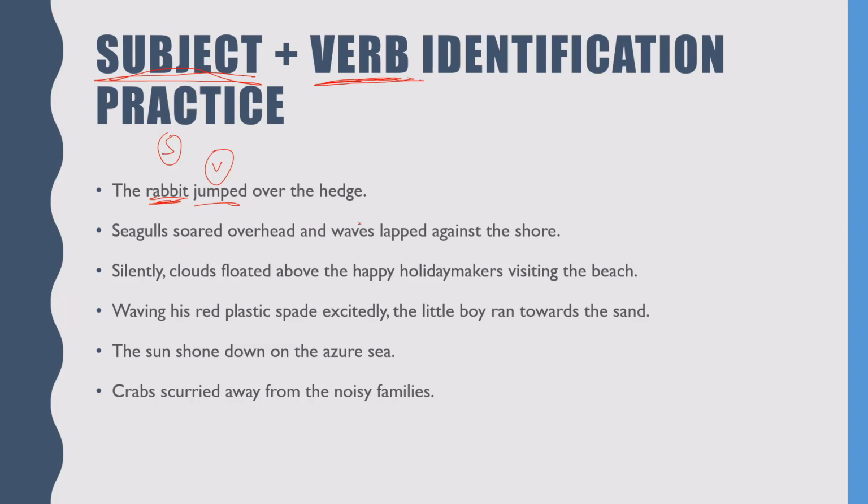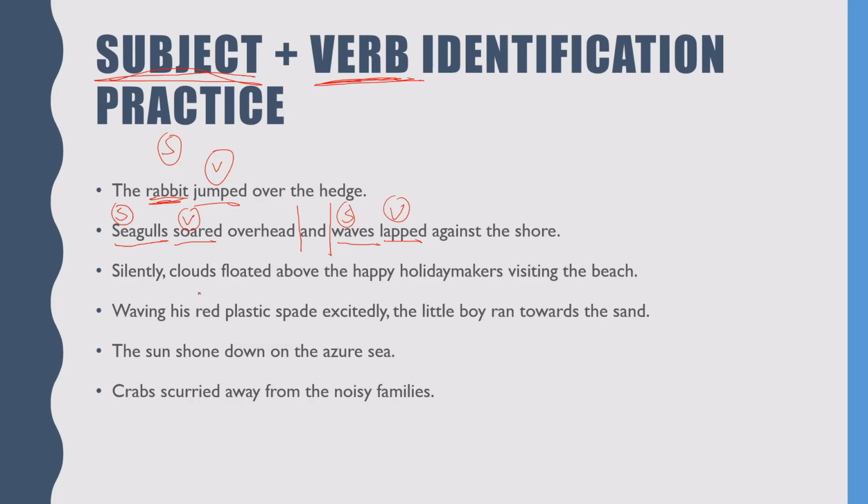Seagulls soared overhead and waves lapped against the shore. This is a compound sentence because there are two sides joined together by a conjunction. In the first side, seagulls is the subject and soared is the verb. In the second side, the independent clause, the waves are the subject and lapped is what they're doing, so that's the verb.